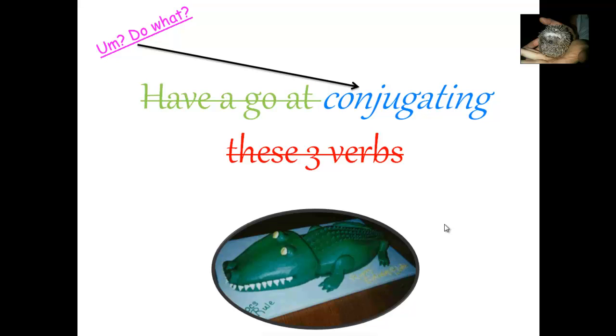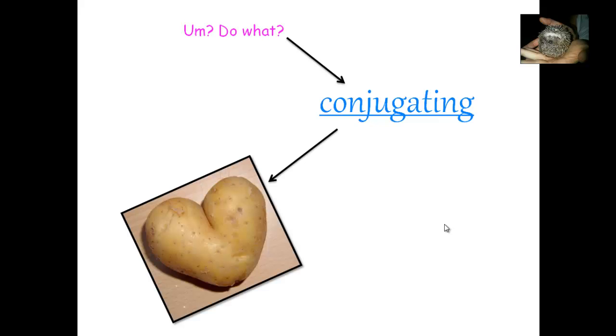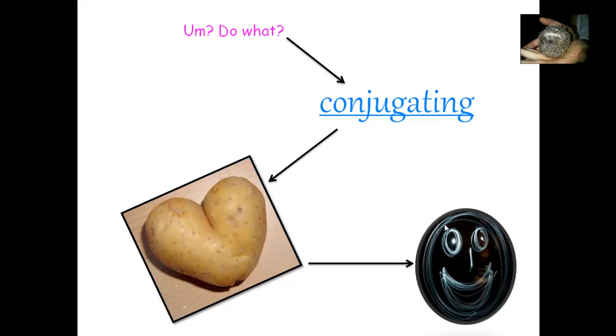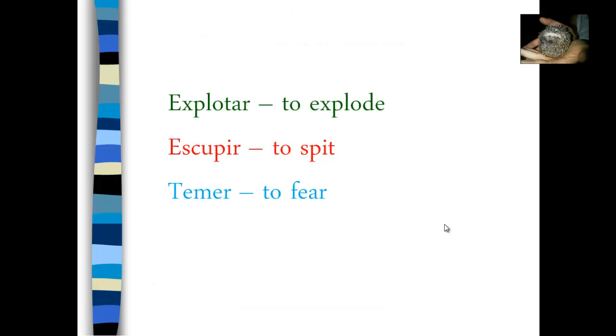Now, don't freak out. What do we mean by conjugating? Remember the potato. Remember, you're taking the "to" form of something and you're changing it into a I, you, he, she, we, you, or they form of doing it. Right? So remember, you're just changing your potato. You're not eating it raw. You're making it into a lovely, lovely box of tasty chips that are going to make you very happy. So don't freak out about conjugating. You're just changing it. So keep calm and conjugate the following.